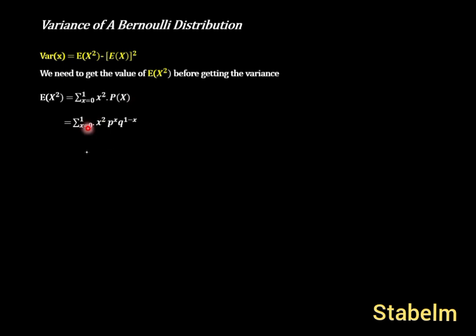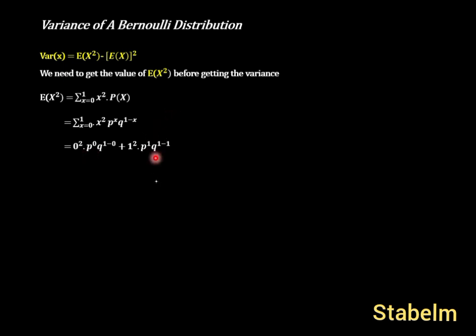If we substitute the values of x, which are 0 and 1, we have 0 raised to power 2 multiplied by p raised to power 0, q raised to power 1 minus 0, then plus 1 raised to power 2 multiplied by p raised to power 1, q raised to power 1 minus 1. Now, 0 raised to power 2 will still give us 0, then 0 multiplied by the whole of this value will give us 0.